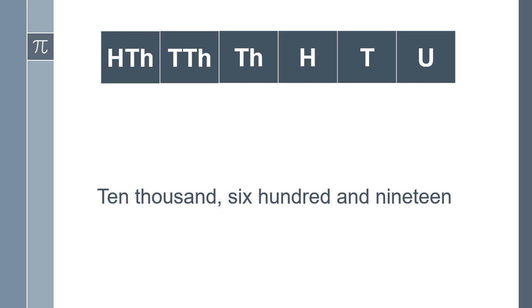10,619. So we need to look at the thousands columns first, and we need 10,000, so we put 1 in the 10,000 column. Then we go to the hundreds column, 619. So 6 in the hundreds column, 1 in the tens column, 9 in the units column. And then that empty column, the thousands, we put 0.